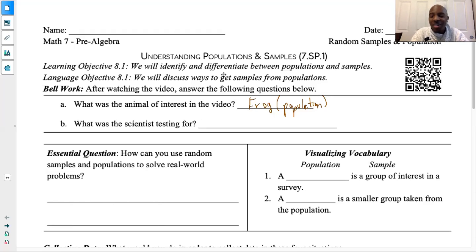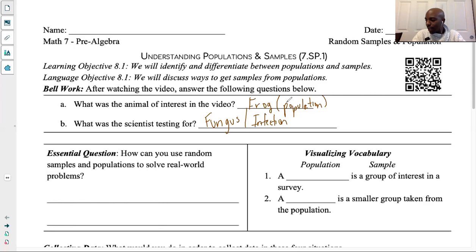But anyway, they were testing for infections and fungus, right? You can write that there. They were testing for fungus or infections. And the reason why is because they were trying to figure out why there was a decline in the frog population. That was the problem they were trying to figure out. There's been a decline in the frog population. Now, why is that? The reason is possibly because of this fungus or infection. And then they said, okay, we need to test frogs. Now, if you remember what they mentioned there, right?